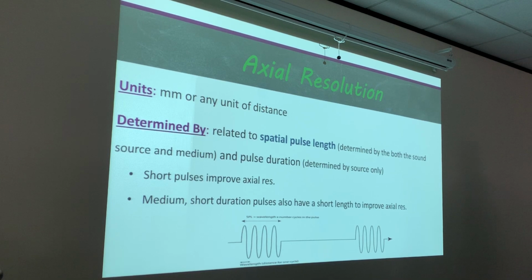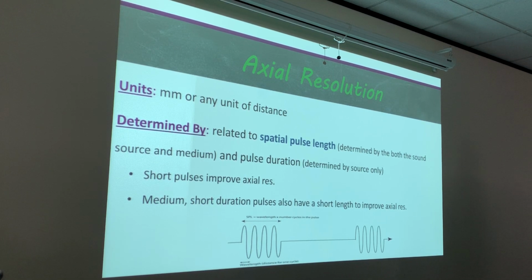On axial resolution. What's my mnemonic phrase, guys? LARD. What does it stand for? Longitudinal. Axial. Range. Radial. Depth. There we go, Lauren. Depth resolution, guys. Longitudinal, Axial, Range, Radial, Depth resolution. All describe our axial resolution.